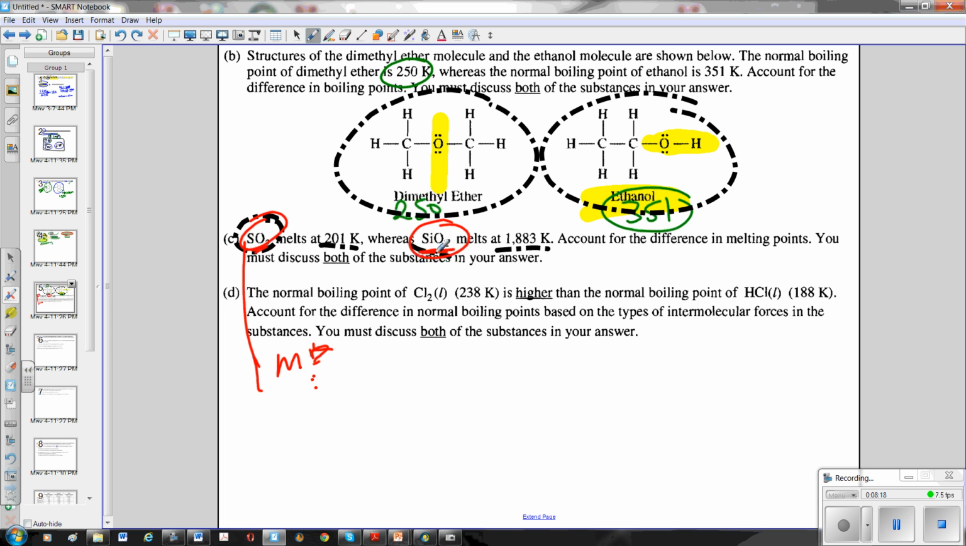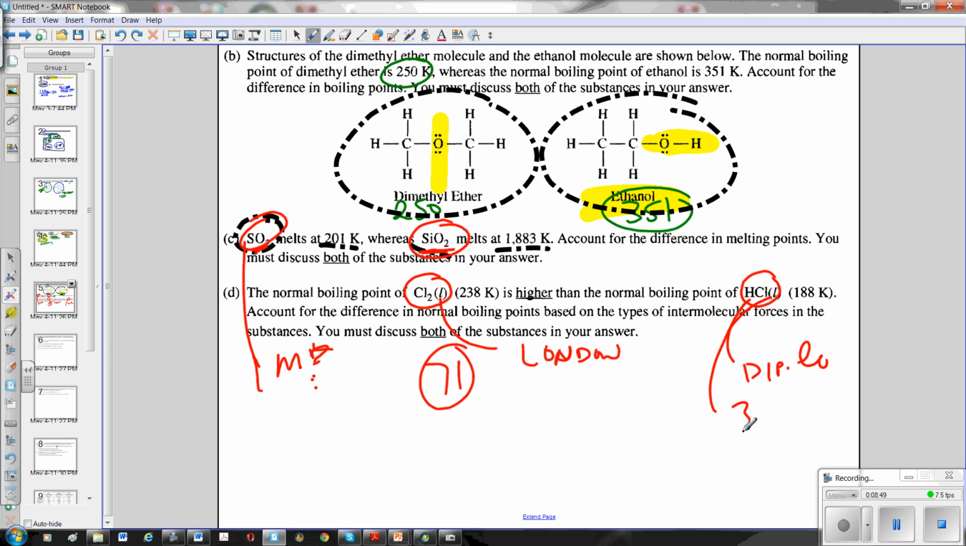Then they say the normal boiling point of Cl2 is higher than the normal boiling point of HCl. Account for the difference based on the types of intermolecular forces. If you look in this case, this one only has London forces. That's all this has. But its molar mass is 71 grams. HCl is a dipole molecule, so it has dipole forces. But the molar mass of this is only about 36.5 grams. They're asking you to explain why 238 versus 188.